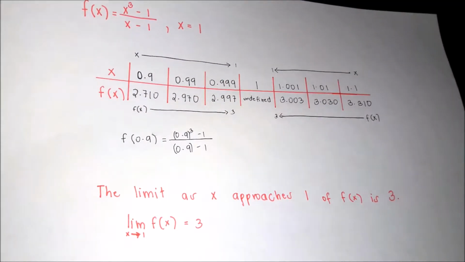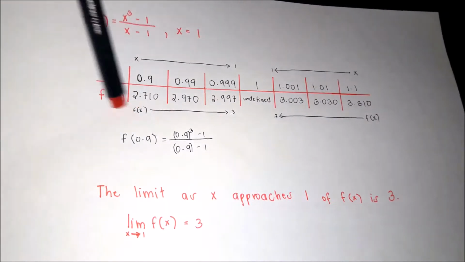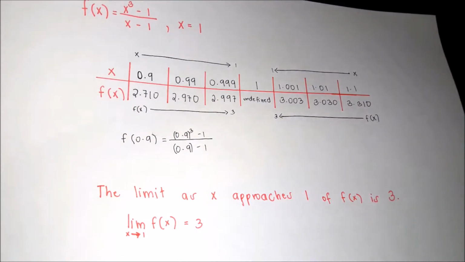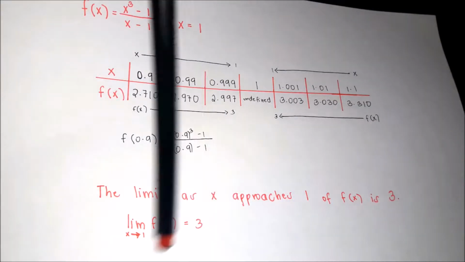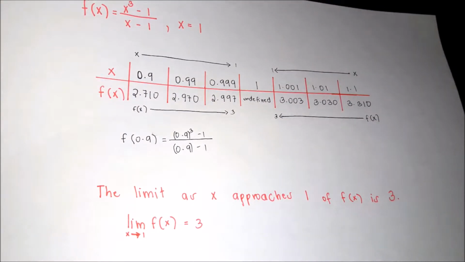These are all rounded. Here at 1, we know that this value is undefined, but we're not so concerned with what is happening at x equal to 1. It's what happens as x gets closer to 1. So here, as x is getting closer and closer to 1, it looks like f of x is getting closer and closer to 3. Same thing from the other direction. Well, that's what we call a limit. So we can say that the limit as x approaches 1 of f of x is 3.